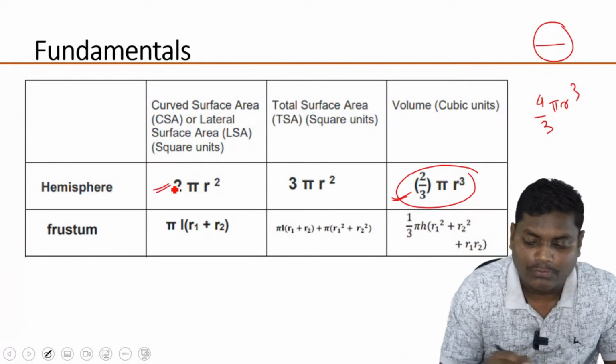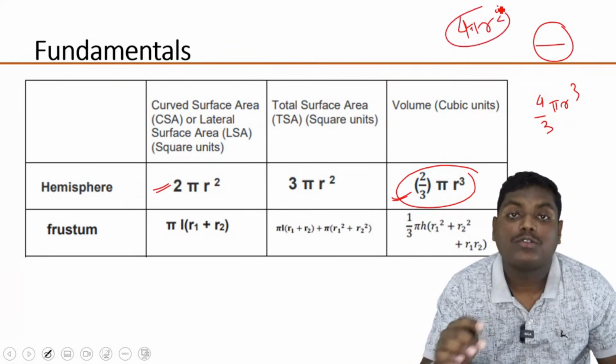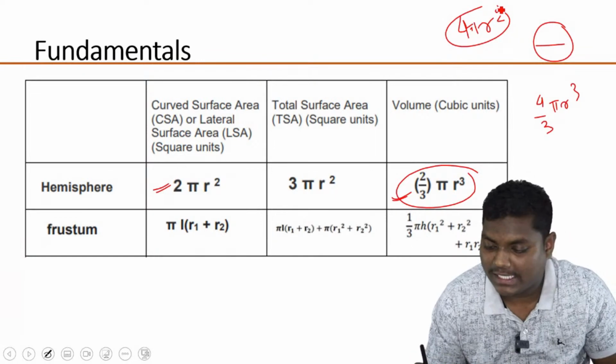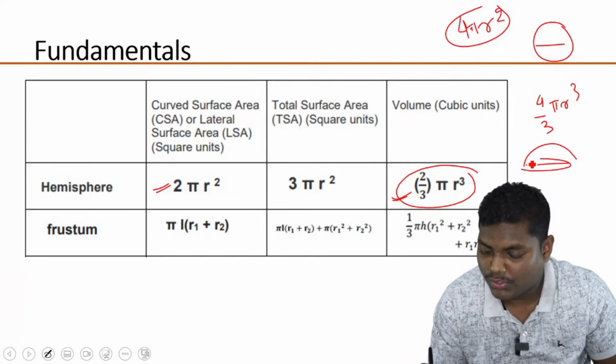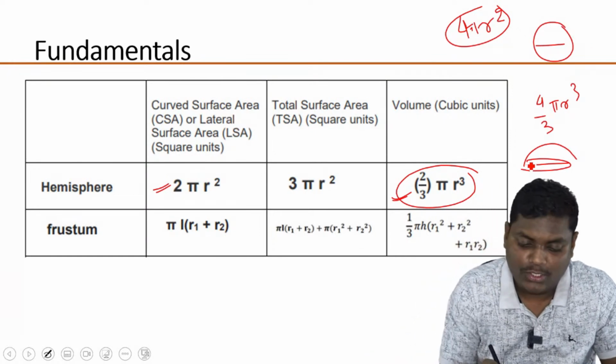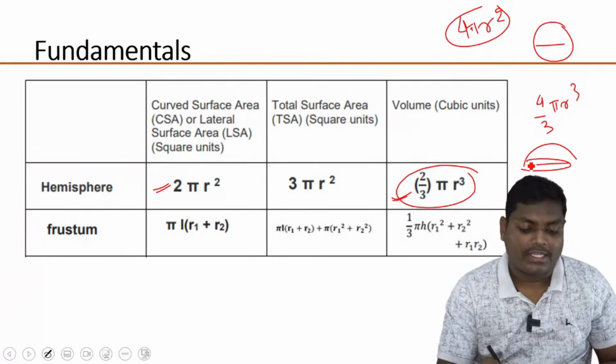Similarly, we know for a sphere the curved surface area is 4 pi r square, so for a hemisphere it will be half, 2 pi r square. And the total surface area for a hemisphere, since it is cut into half, we have a base again here. So we'll have 2 pi r square plus pi r square, which will be 3 pi r square.